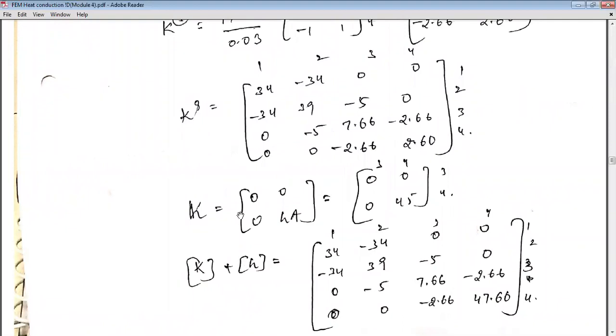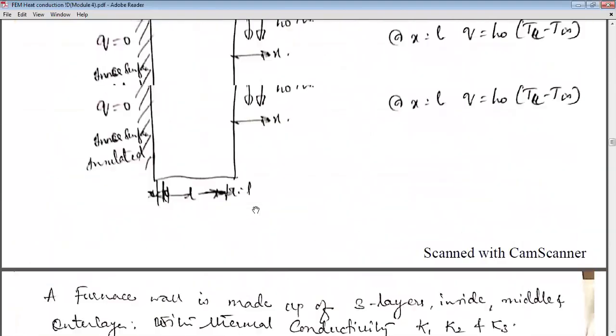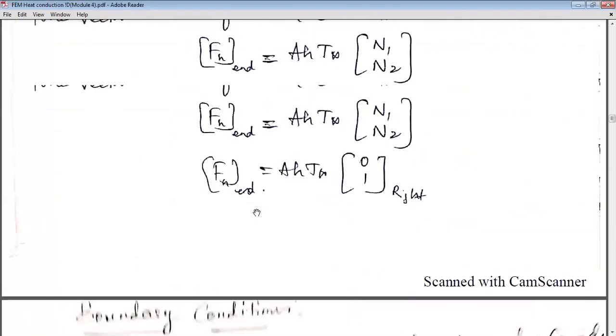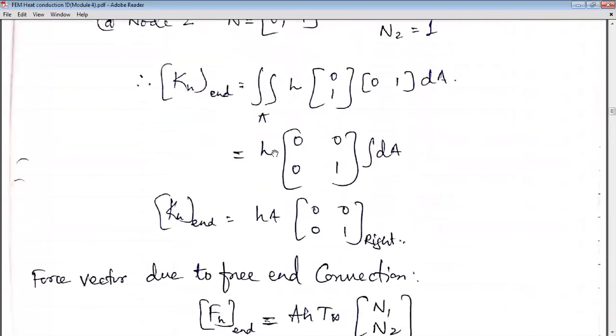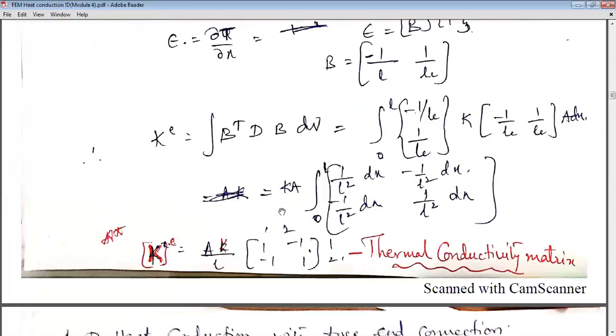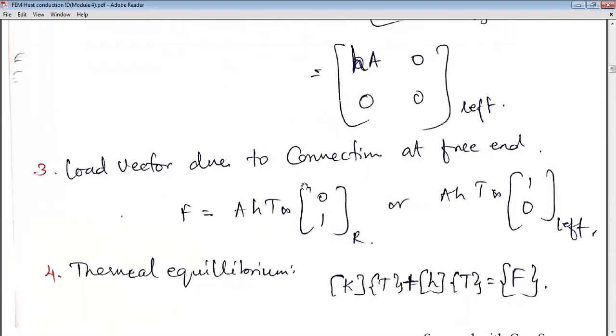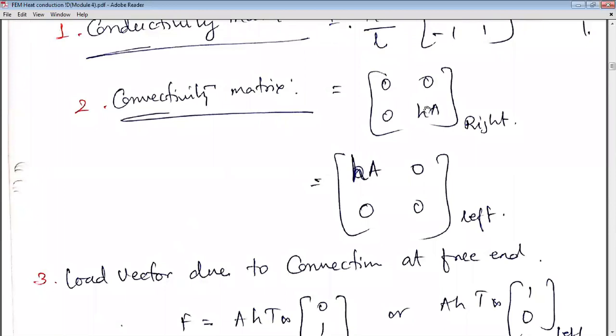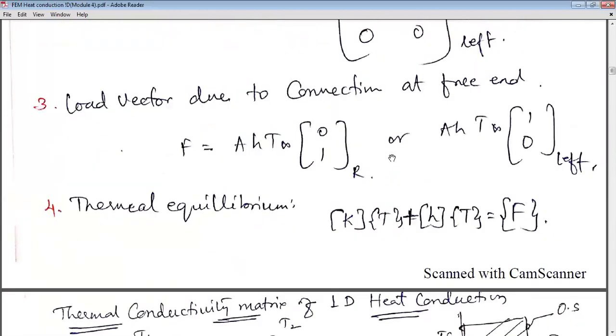Now come back to H, the film convection coefficient matrix. The matrix is 0, 0, 0, H. I told you it should be to the right. Look at this once again, I'll show you. Go back. Or if you take HA inside, it will be 0, 0, 0, HA. I have shown at the beginning some of the equations you're supposed to remember. 0, 0, 0, HA, it's to the right. So why is it to the right?